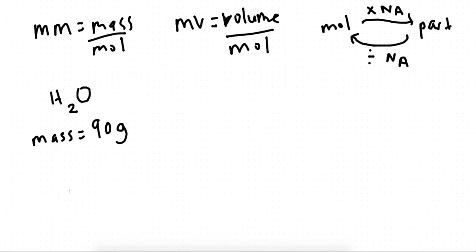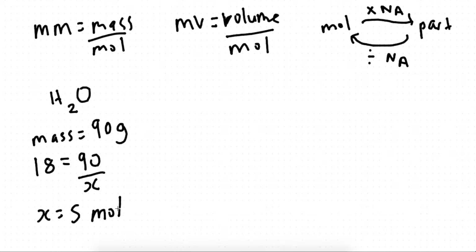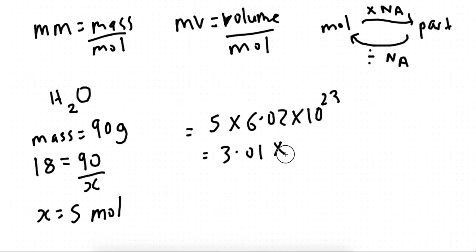Obviously, we know the molar mass of water is 18. So, 18 equals mass, which is 90, over mole, which is x. 18x equals 90. x equals 90 over 18. So, the number of moles equals 5 moles. Now that we got the number of moles, we want to get the number of molecules, which is the number of particles. So 5 times 6.02 times 10 to the power of 23, and that's it. We get 3.01 times 10 to the power of 24 molecules.